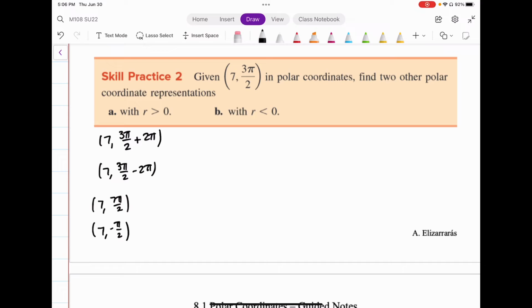So if we take 3 pi over 2 and add pi, we get 5 pi over 2. And then that means that our 7 would be negative. And so negative 7 and 5 pi over 2 is the same location as 7, 3 pi over 2. And then instead of adding pi, I can also take pi away, which is going to give me pi over 2. That means that negative 7 and pi over 2 is at the same location as well.